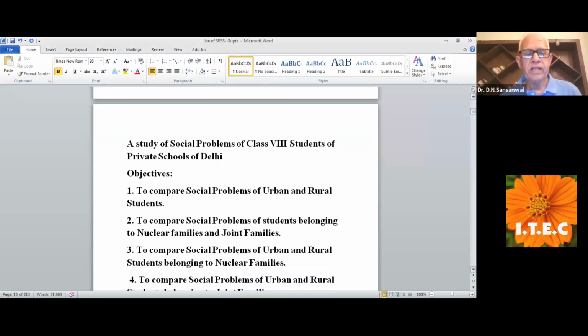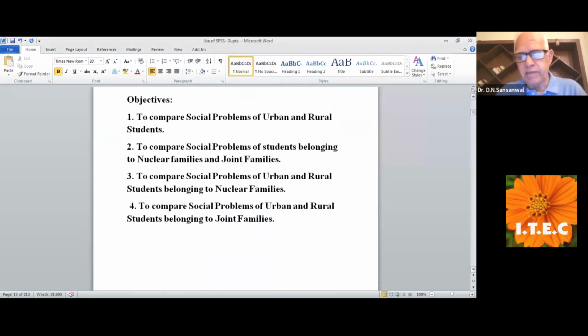Now, the same objectives can be written. Absolutely no problem at all. If you want more, you can write more, or otherwise the same objectives you can write for the research paper as well as for the research. The title will differ. So that is what is more important for you.